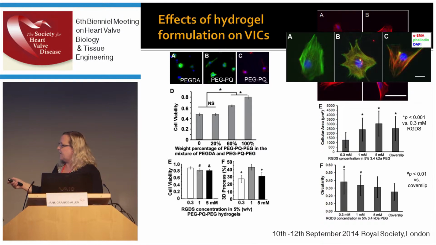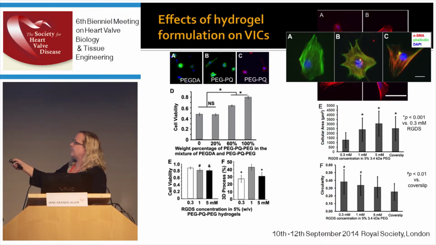hydrogel. And let's see, just moving on to some of the work that we've done in 2D, we can also culture the cells on top of a PEG hydrogel, and this is the amount of spreading based on the concentration of RGDS. So with increase in RGDS, this is 0.3 millimolar, 1 millimolar, 5 millimolar, and cover slip. We actually, with the increase in RGDS concentration, get increased spreading and slight reduction in circularity.